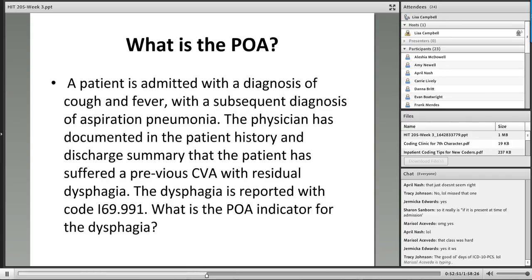A patient is admitted with the diagnoses of cough and fever, with the subsequent diagnosis of aspiration pneumonia. The physician has documented in the patient history and the discharge summary that the patient has suffered a previous CVA with residual dysphagia. The dysphagia is reported with code I69.991. What is the POA indicator for the dysphagia?